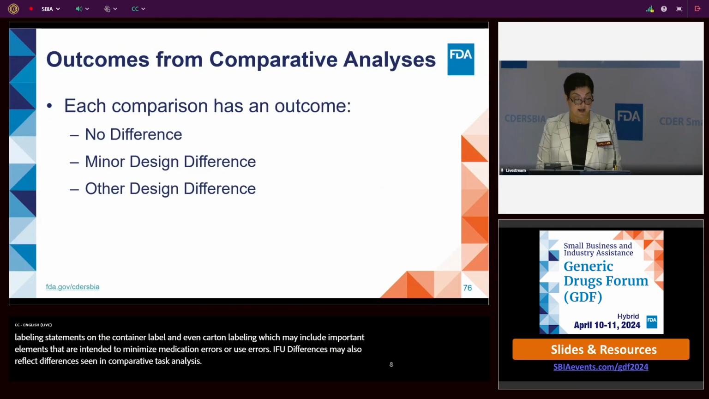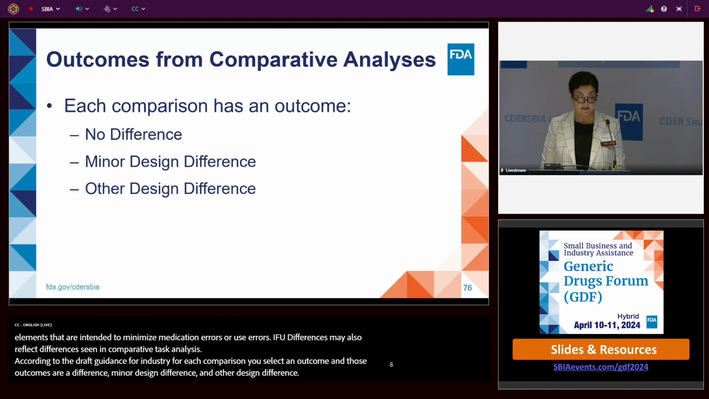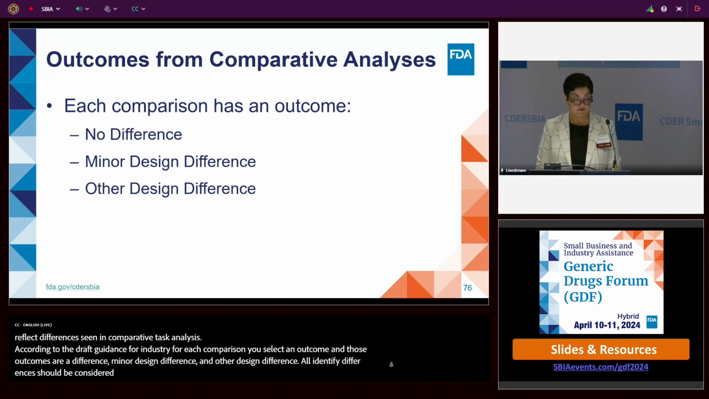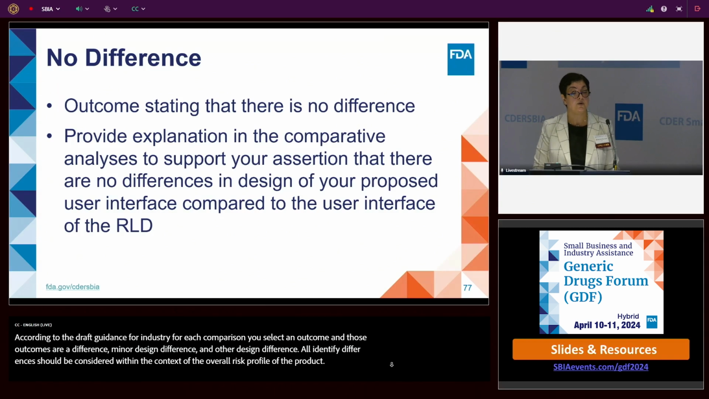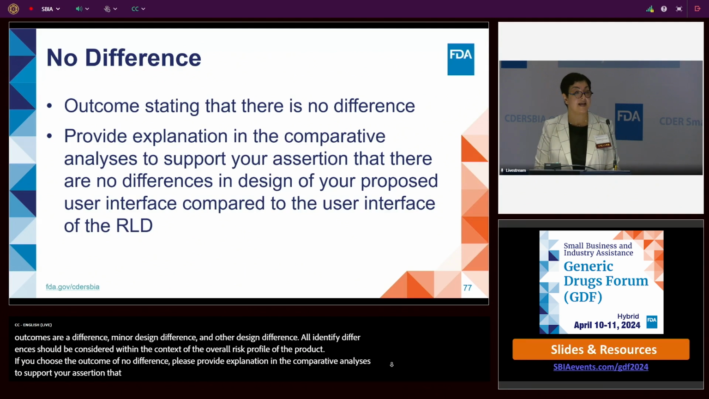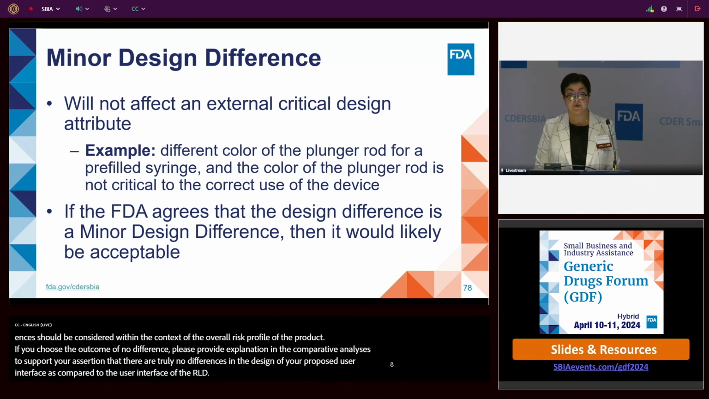According to the draft guidance for industry, for each comparison, you select an outcome, and those outcomes are no difference, minor design difference, and other design difference. All identified differences should be considered, again, within the context of the overall risk profile of the product. If you choose the outcome of no difference, please provide explanation in the comparative analyses to support your assertion that there are truly no differences in the design of your proposed user interface as compared to the user interface of the RLD.